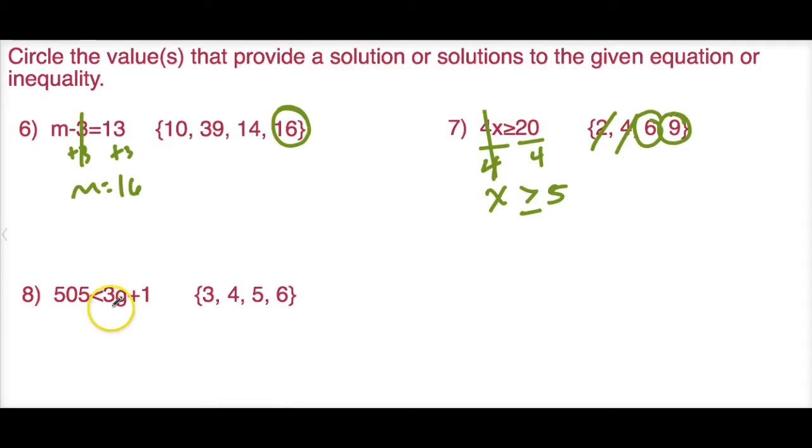For this one, 505 is less than 3g plus 1. And if you're already thinking, oh, is there a typo? No, it's not a typo. 3 times 3 is 9 plus 1 is 10. That doesn't work. 4 times 3 is 12 plus 1 is 13. Does not work. 5 times 3 is 15, 16 doesn't work. And 18 plus 1 is 19. Does not work. So none of these are values that work. Okay? That doesn't mean there aren't solutions, just none of these will work.